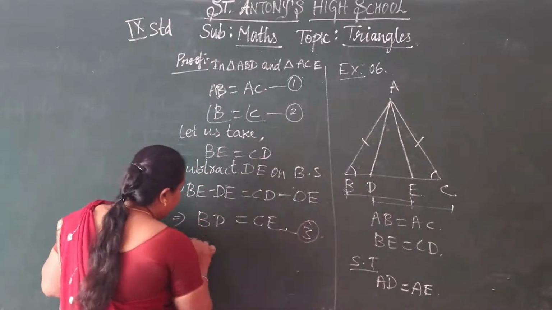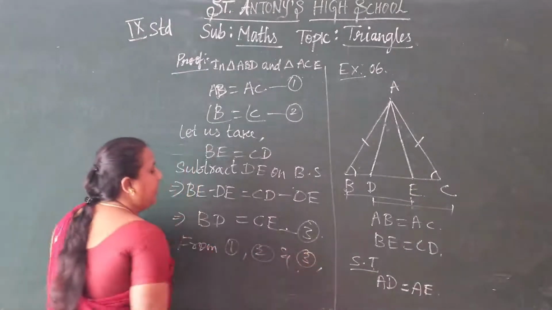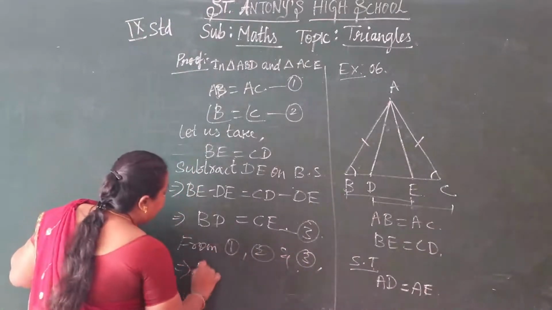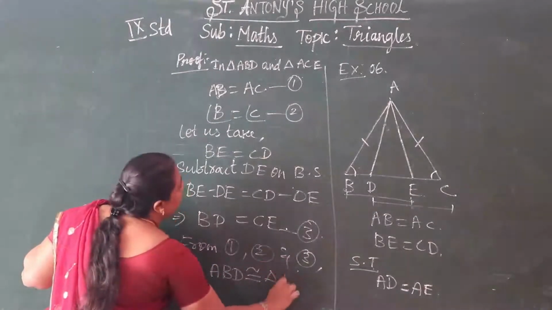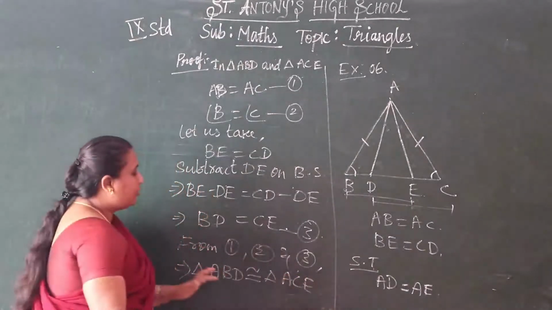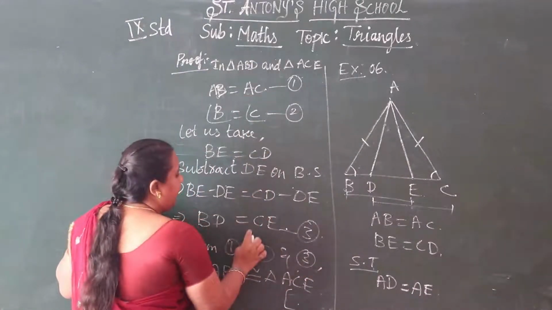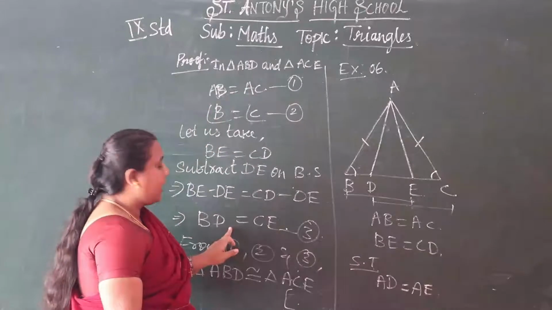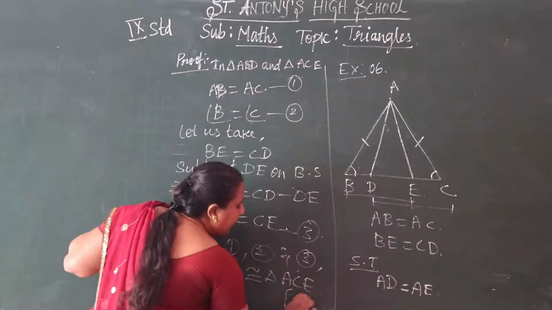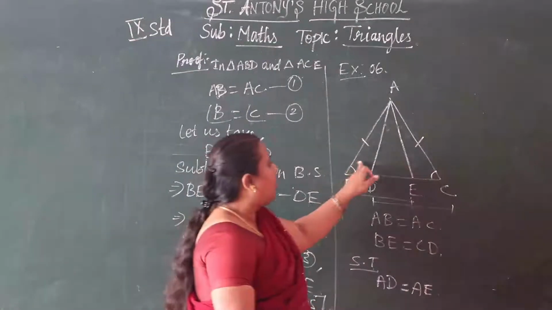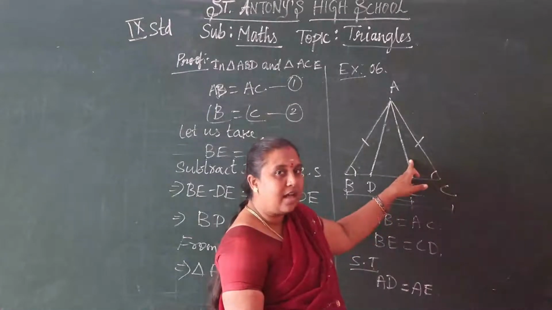So from 1, 2 and 3, we can say triangle ABD is congruent to triangle ACE. These two triangles are congruent based on SAS, side angle side. Based on these three concepts, these two triangles are congruent, which means the corresponding parts of the congruent triangles are equal.